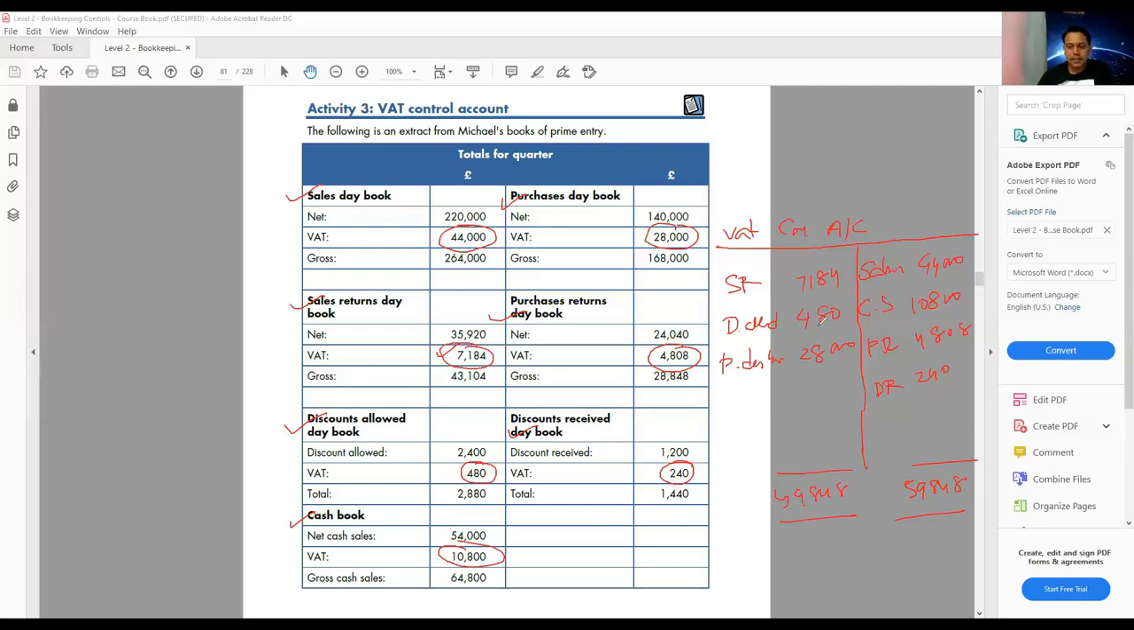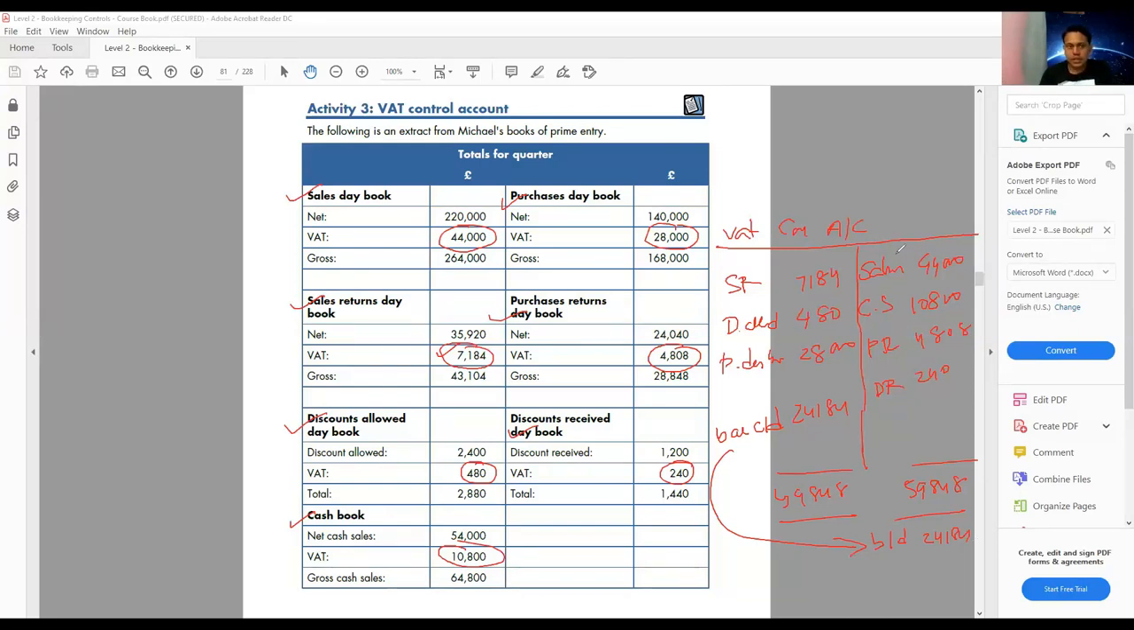I'm going to write the same thing here, 59,848. And I'm going to minus 7,184, minus 480 and minus 28,000. That gives me 24,184. That's my balance CD. And this balance CD will come as the opposite side at the bottom, balance BD, same thing, 24,184. If you know this one, 15 marks is there. Easy 15 marks.